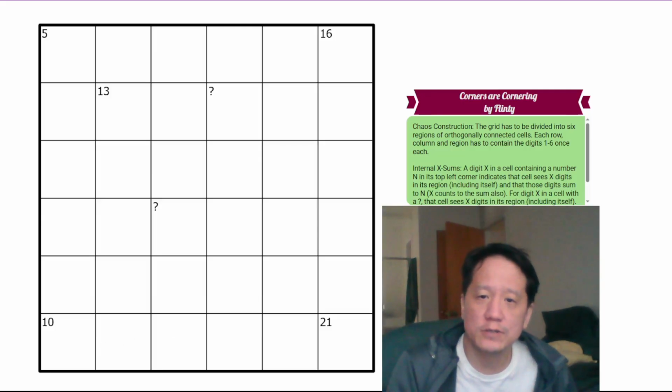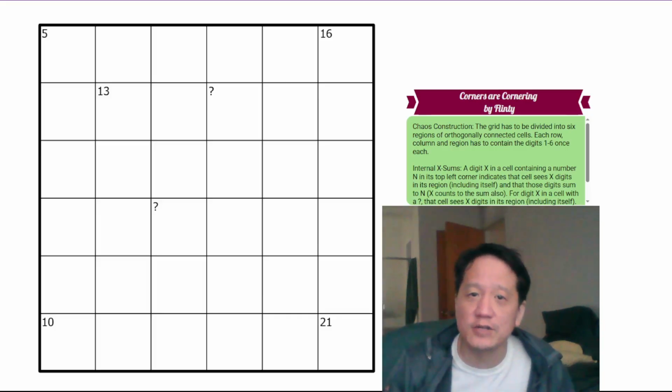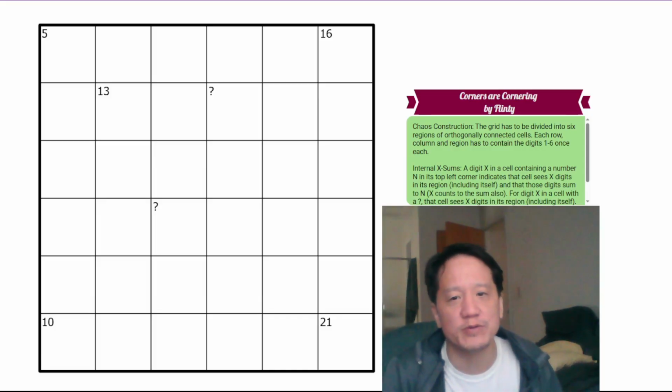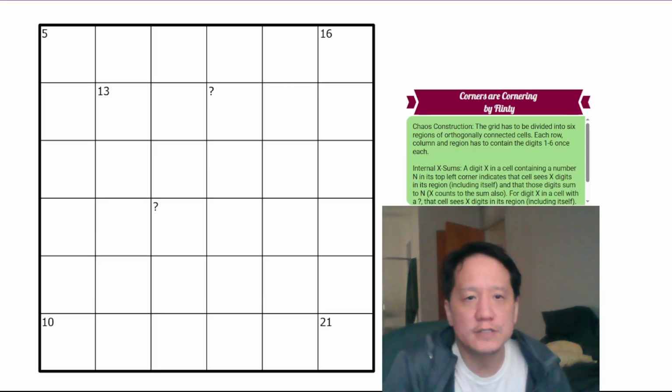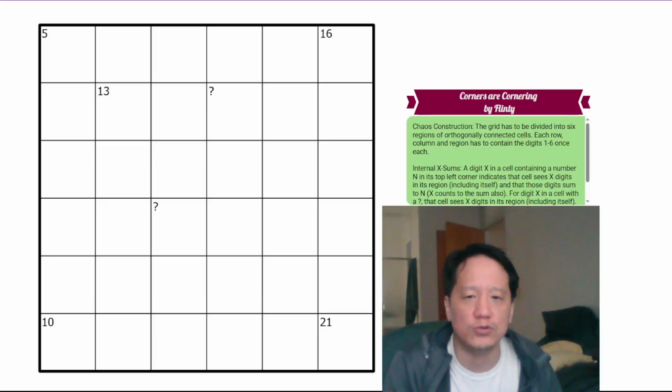And it's called Corners. Take that easiness with a grain of salt, because it's considered easy by the people on the Logic Masters Germany forum, and there are a lot of really smart people there. Today's puzzle is called Corners Are Cornering by Flinty, and here are the rules.